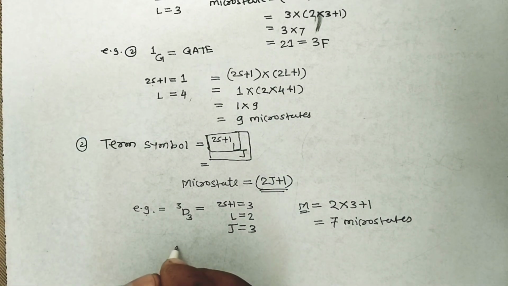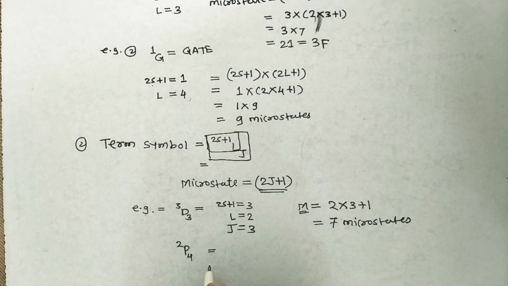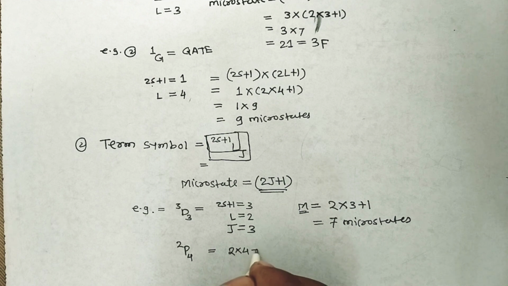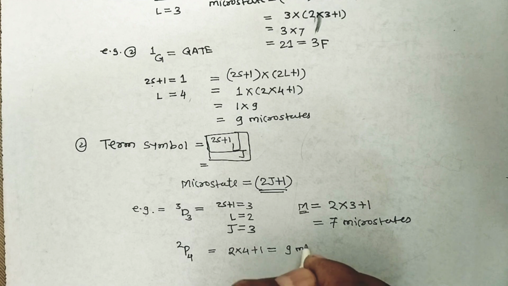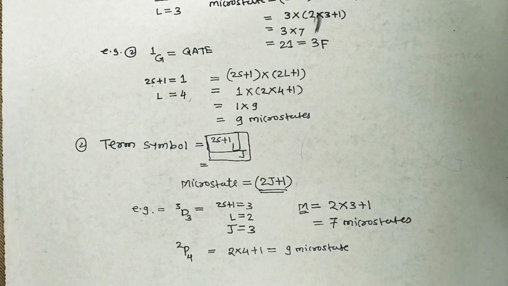Another example, if you take the number of microstates for 2P4. Here is a simple formula: 2 into J, where the value of J is 4, plus 1, that is 2 into 4, 8 plus 1, 9 microstates. So when the term symbol is given, there is an easy formula to calculate the number of microstates.